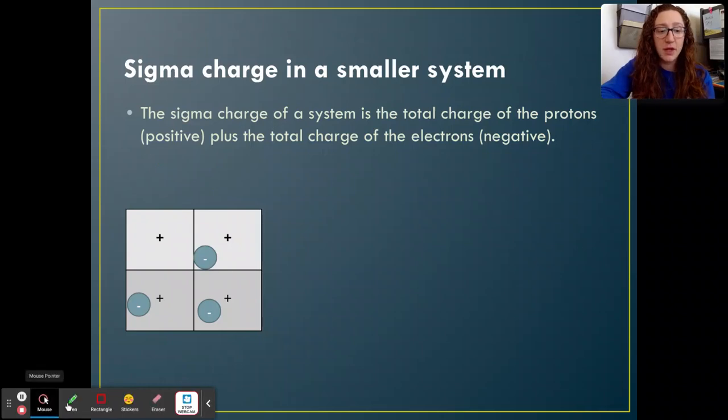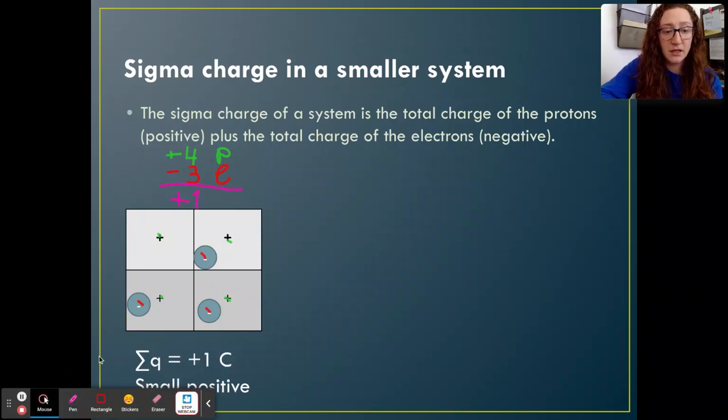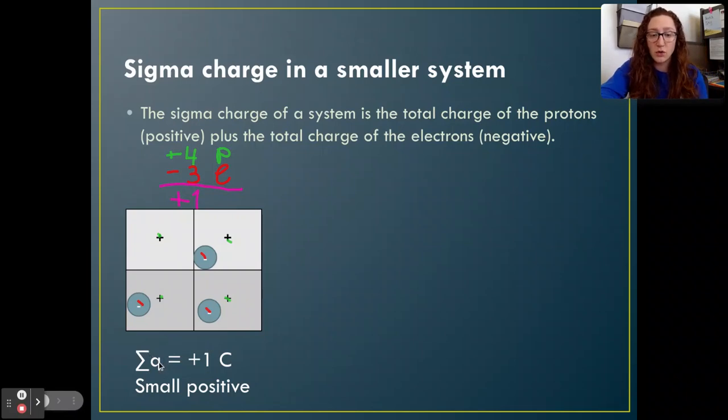Okay, so let's take, for example, this particular material. It has 1, 2, 3, 4 protons. So that is +4 protons. And it has 3 electrons. 1, 2, 3 electrons. So electrons are negative, so that's -3 electrons. All right, and I'll just go ahead and use pink here. If I have +4 -3, that's going to come out to +1 as the charge. And as we can see, the sigma q, total charge, is equal to +1 coulomb, which makes it a small positively charged object.